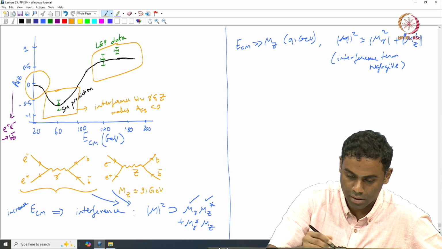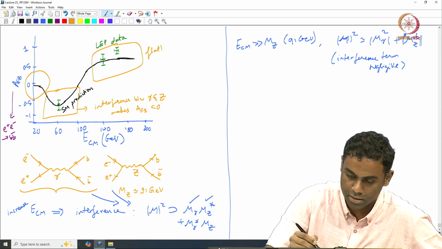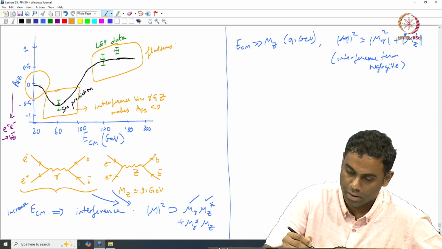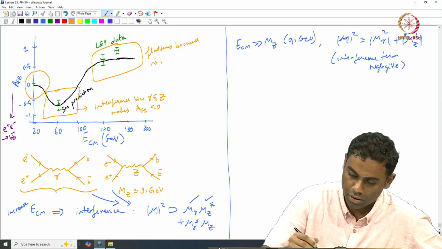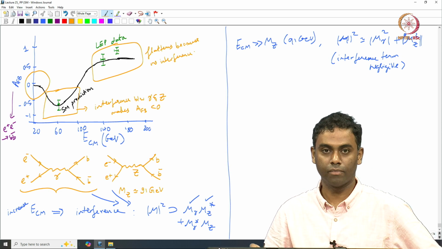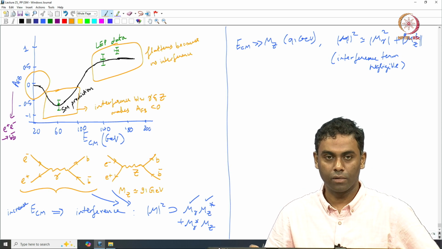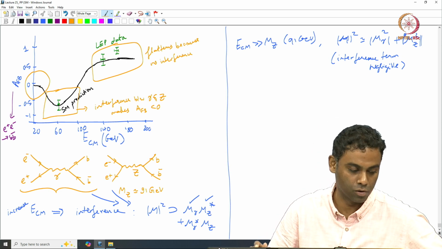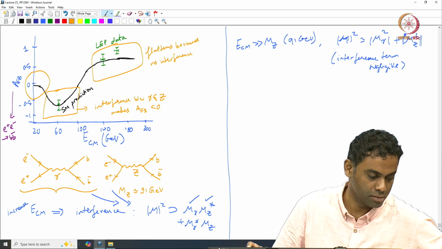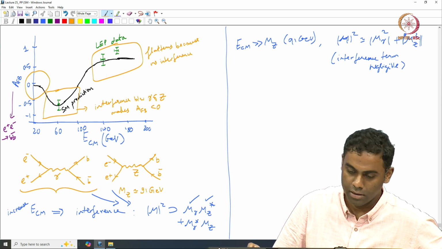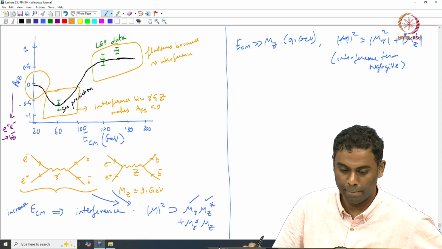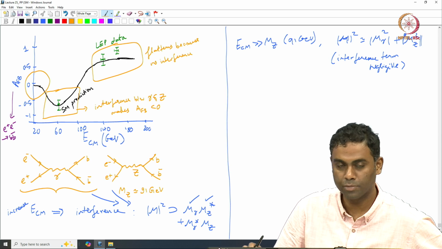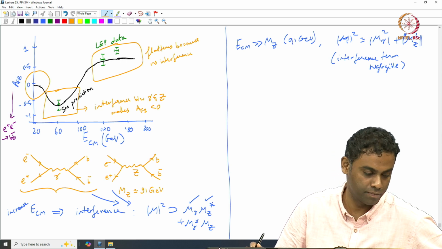Okay, so it flattens because of no interference, negligible interference. So it stops dancing around basically. Okay, so that sort of explains the shape of this curve.